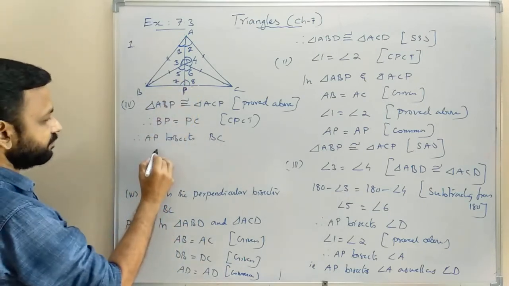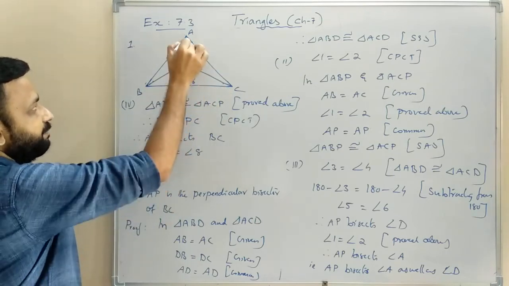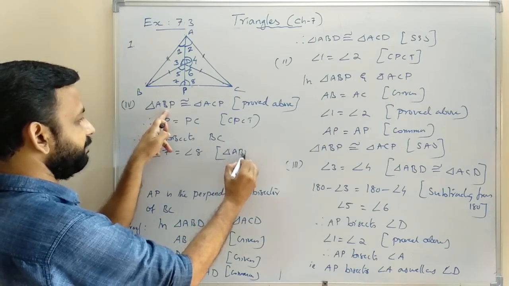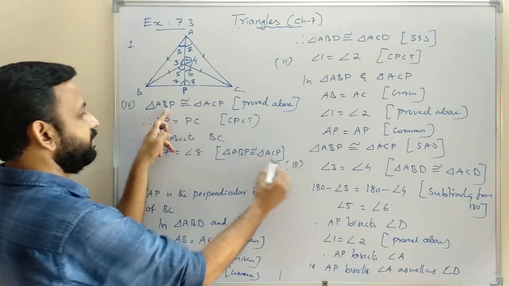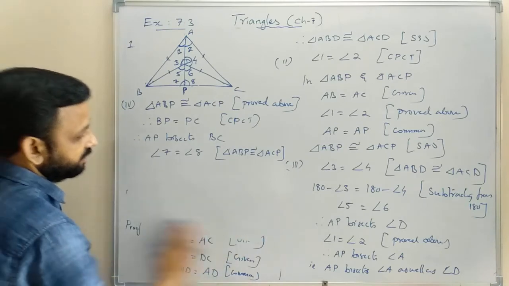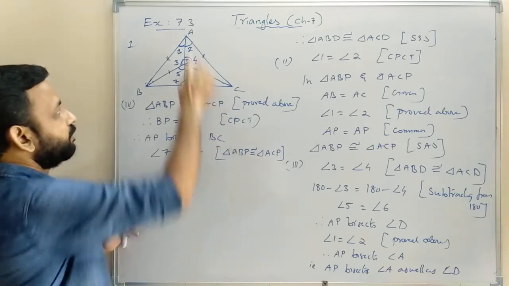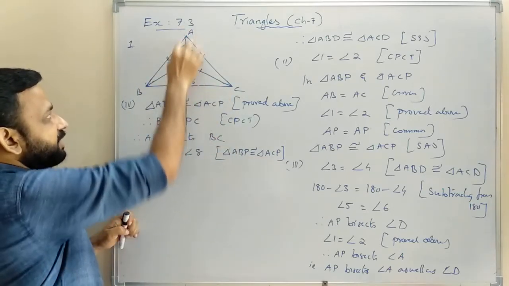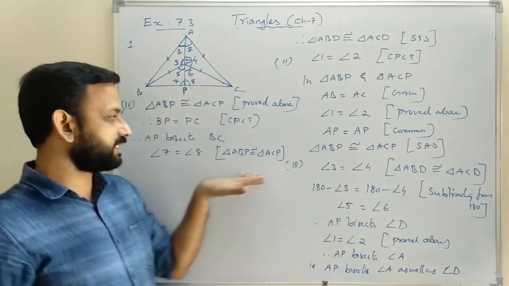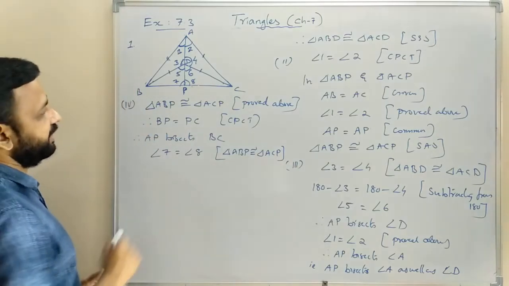So here angle 7 equal to angle 8 because triangle ABP is congruent to triangle ACP. Reason same. So if two triangles are congruent, then the corresponding parts are equal. By using CPCT, since triangle ABP is congruent to triangle ACP, angle 7 and angle 8 are equal. They are the corresponding angles of the two congruent triangles.